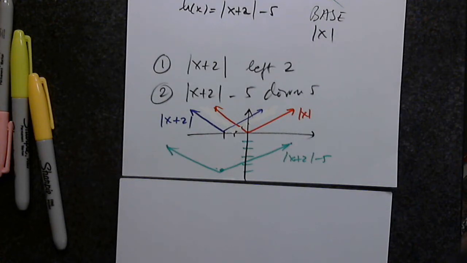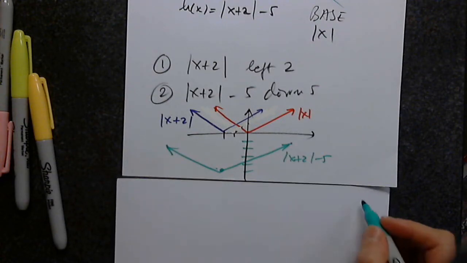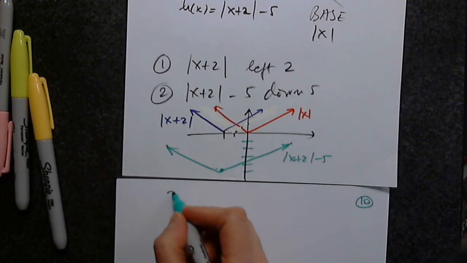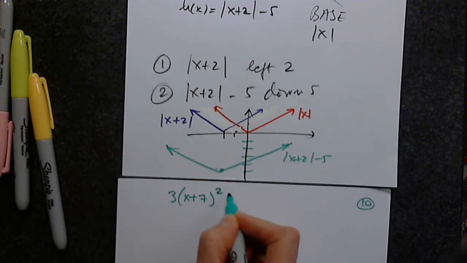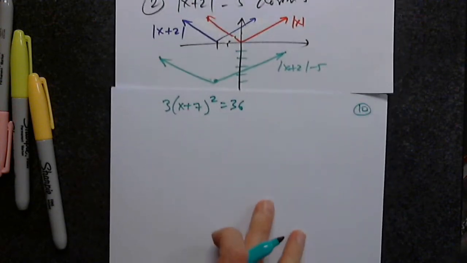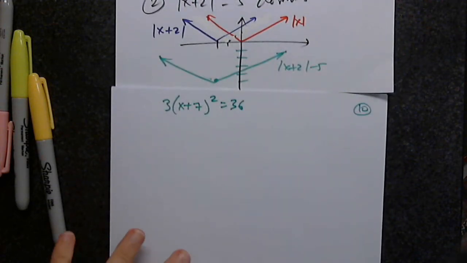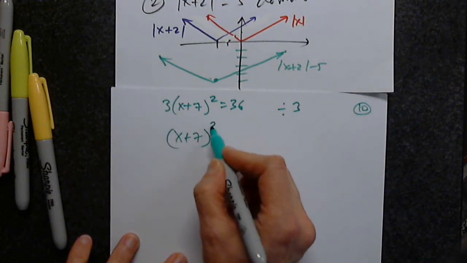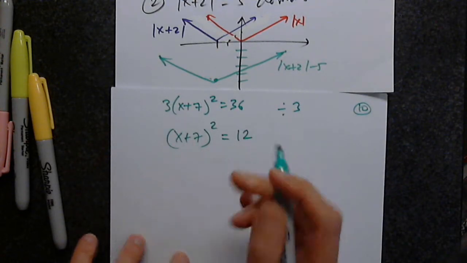So for number 2, I know you divide by 3. Let's take a look at number 2. So we have 3 times (x plus 7) squared equals 36. I have to clean it up, or factor and simplify, so I will divide by 3. So this is (x plus 7) squared equals 12.